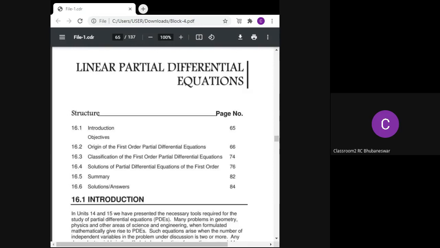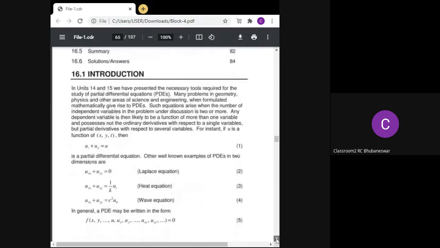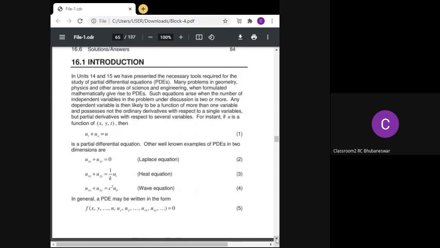So let us begin with the origin of first order partial differential equations. In this origin, we have to mainly focus on how to construct a linear first order differential equation from a given equation of a one parameter family of curves. Some of the linear partial differential equation examples are given in equations number 1, 2, 3, 4, 5.